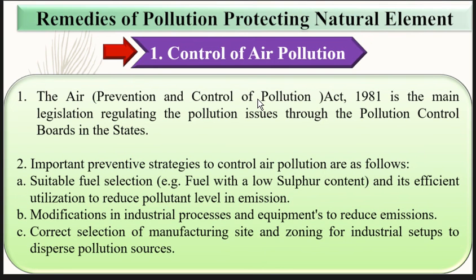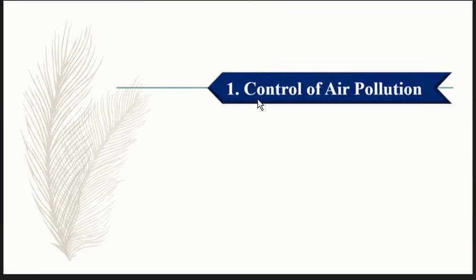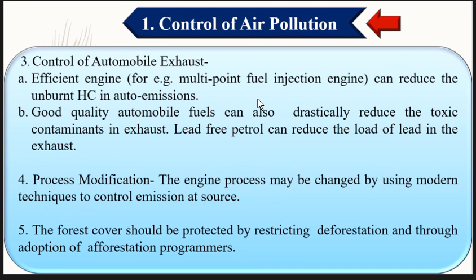Next remedy for air pollution is control of automobile exhaust. In that, efficient engines, for example multi-point fuel injection engines, can reduce the unburned HC in auto emissions. Next remedy is good quality automobile fuels can also drastically reduce the toxic contaminants in exhaust. Lead-free petrol can reduce the load of lead in exhaust.